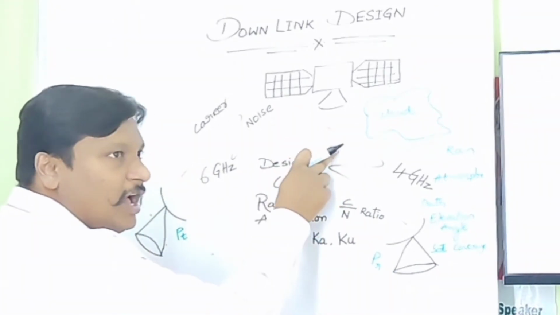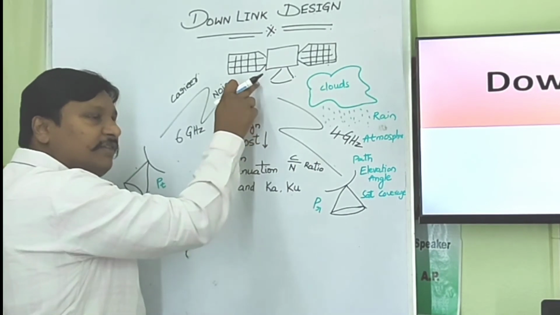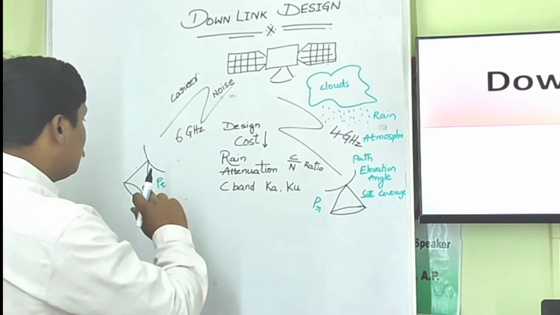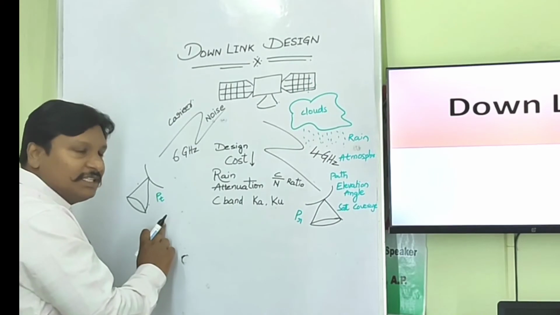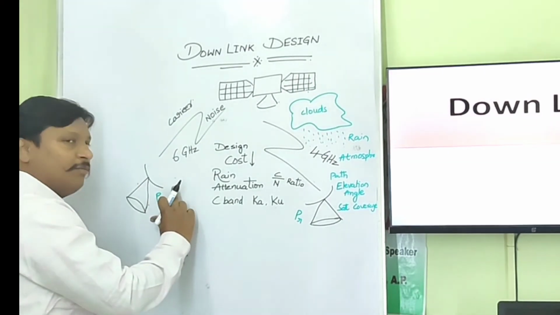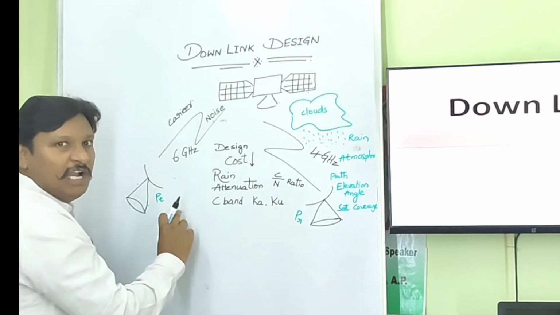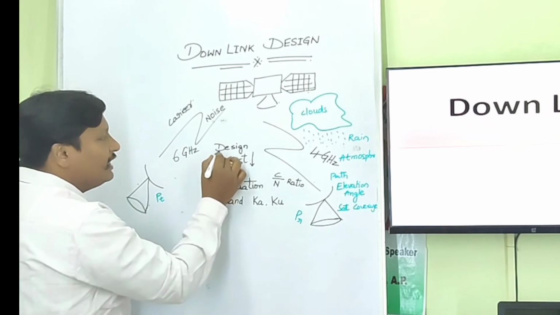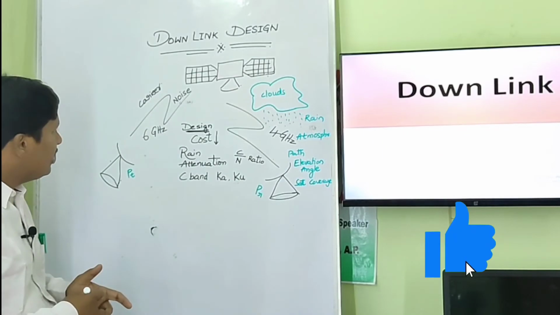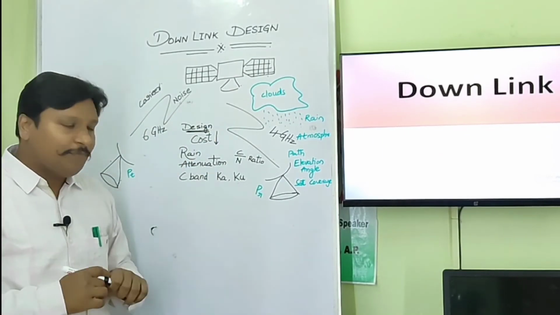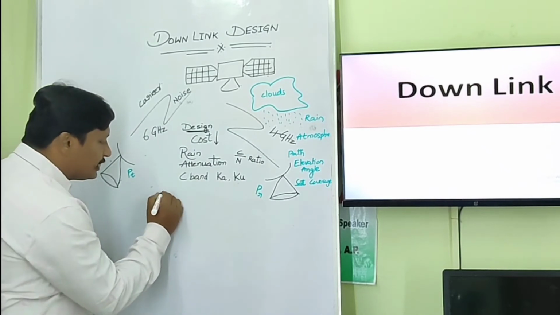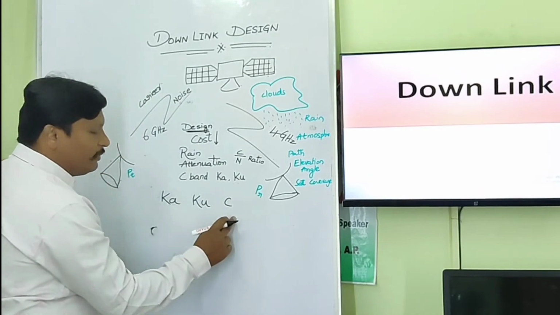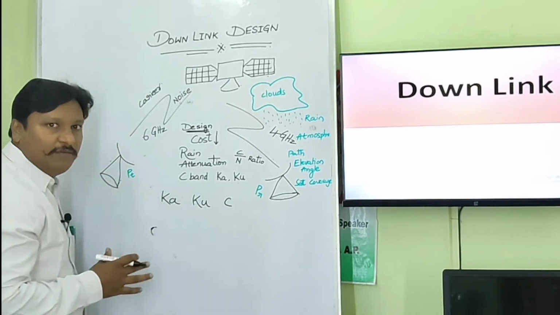Information, data or signal which is transmitted from the satellite to the ground station is called the downlink path. Similarly, the information, data or signal energy which is transmitted from the ground station to the satellite is called uplink. Today we are going to study how to design this ground link. So naturally, in designing the ground link, basically we use three different types of frequency bands: C band, Ka band and Ku band frequencies.